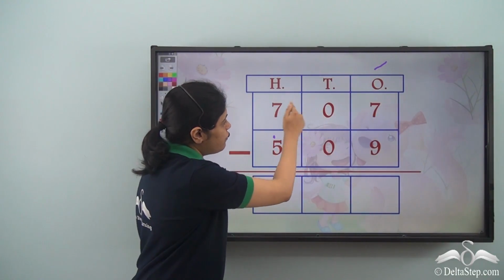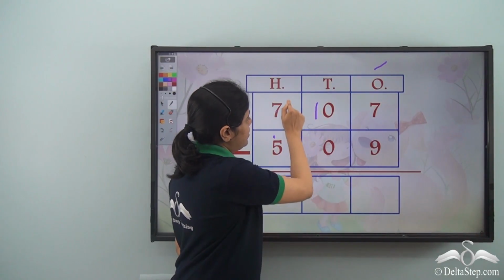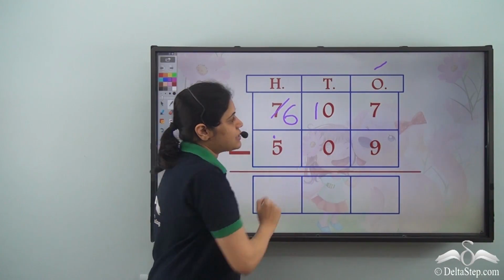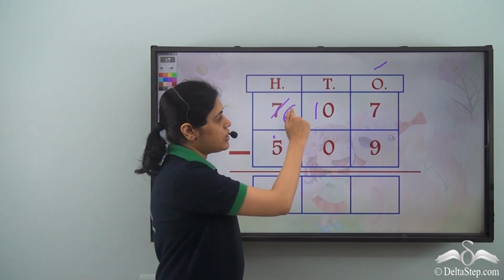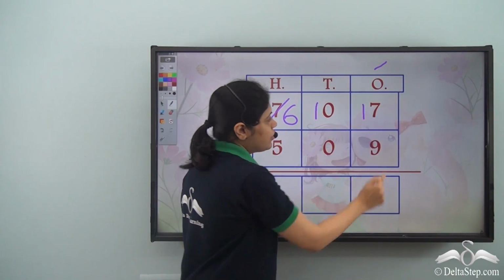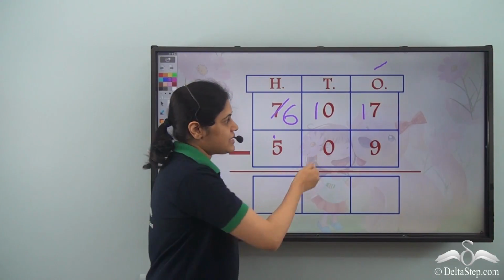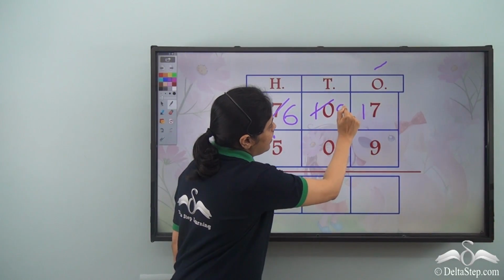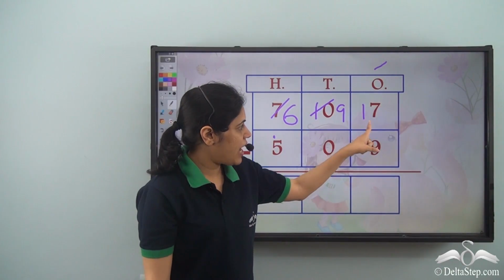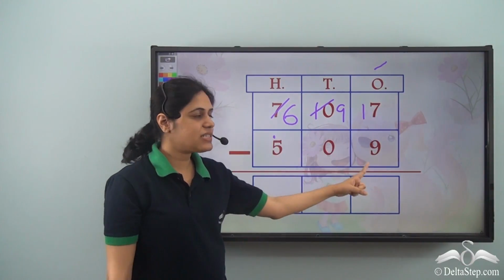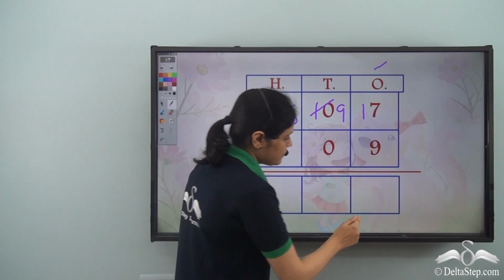So 0 will borrow 1 from this 7 to become 10, and this 7 will become 6. Now this 10 can give to 7. So this 10 gives 1 to 7, so that 7 becomes 17. And since 10 is giving 1, it becomes 9. So in the ones room, I have 17 minus 9. What is 17 minus 9? 8.